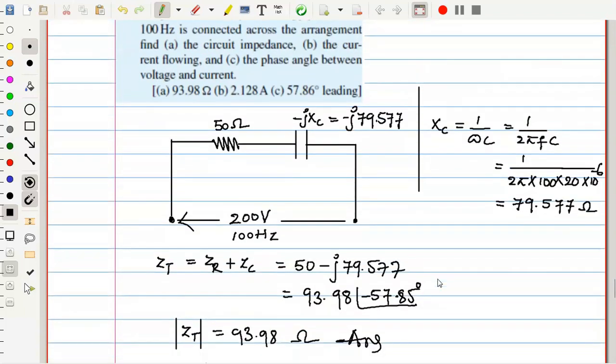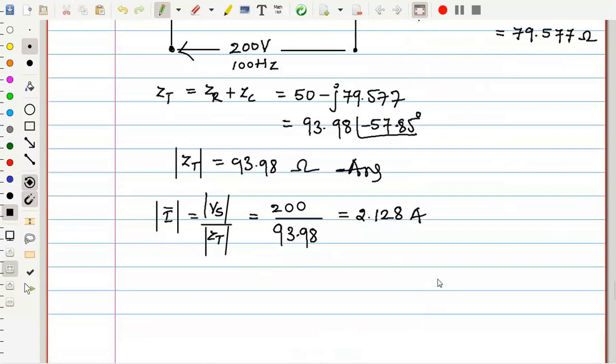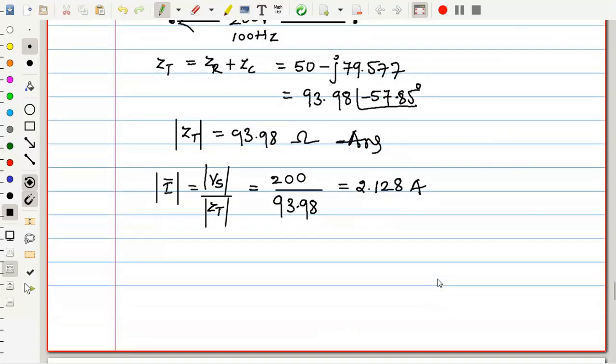What else do we need? The phase angle between voltage and current. One can directly put up the values, or you can see it in this way. Let the Vs phasor be Vs at an angle of 0. Vs is 200 at an angle of 0. In this way you can assume it, or you can assume current as the reference and calculate the voltage angle. Either way works.